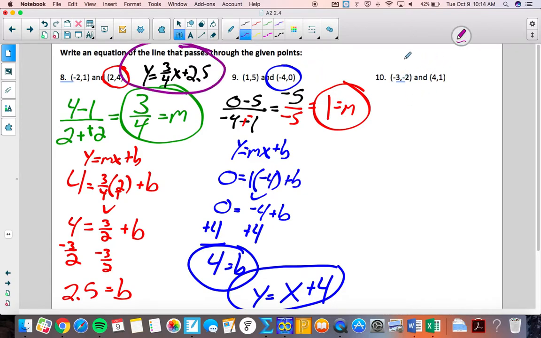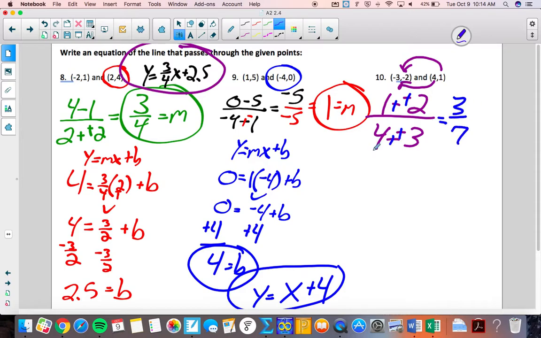So now let's calculate slope. So 1 minus -2. Whoa. 1 minus -2. That arrow got away from me. 1 minus -2. On the bottom, subtract in the same order. So 4 minus -3. I would do some chop in here. Chop, chop, chop, chop. Subtraction is the same as adding the opposite. So I get 3/7.